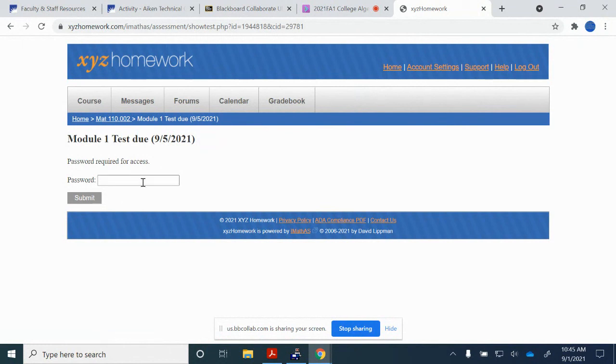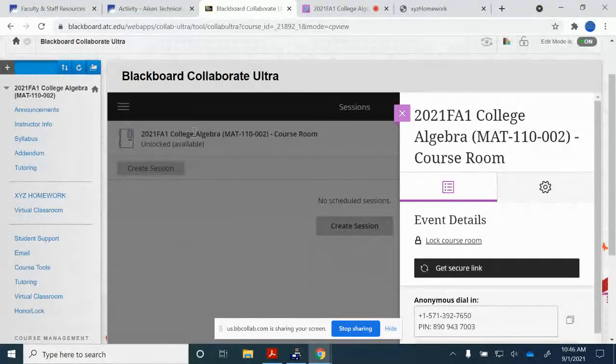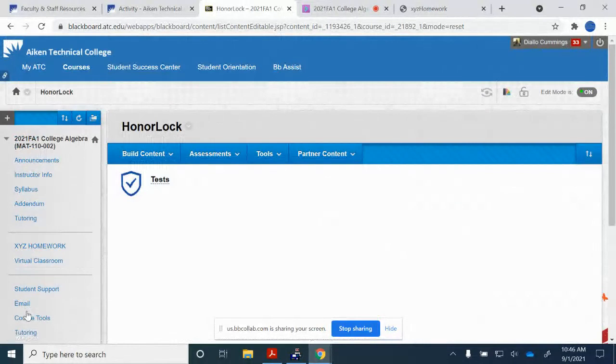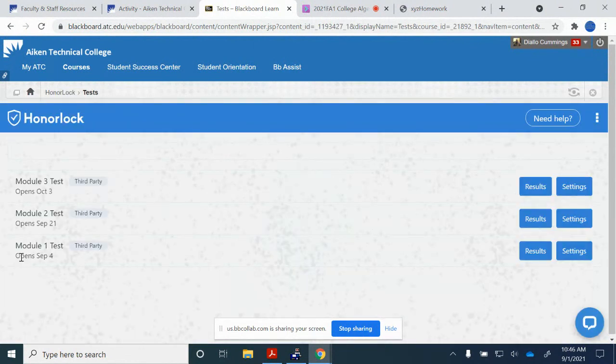The HonorLock proctors have the password. So in order to properly take any of the tests, you want to visit your Blackboard homepage. So this is our 110 section 2. You want to visit the HonorLock link. You want to click on test. You want to find the appropriate test. Once September the 4th comes, this will open it up. I think I'll actually open this up today. All right, you'll take the appropriate test.